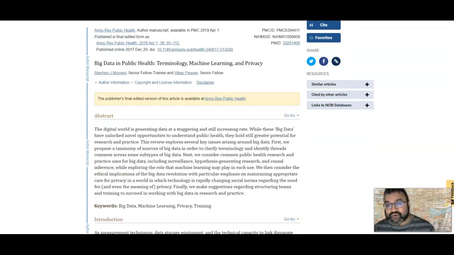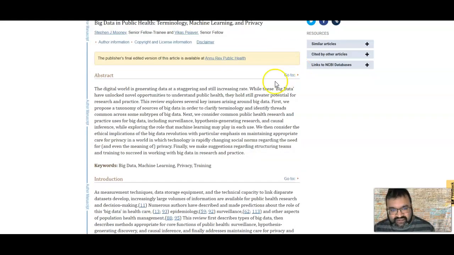Okay, so continuing onward, I'm giving you a synopsis of what was in the abstract, and usually some of the most important findings are in the abstract, so it's always good to start with that. Big data have unlocked novel opportunities to understand public health. They hold still greater potential for research and practice, so we can fine-tune our application and understand where big data actually fits in there. Next, we consider common public health research and practice uses for big data, including surveillance, hypothesis generating research, and causal inference, while exploring the role that machine learning may play in each use.